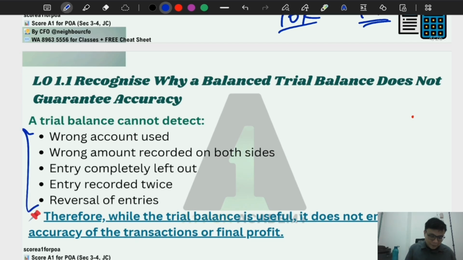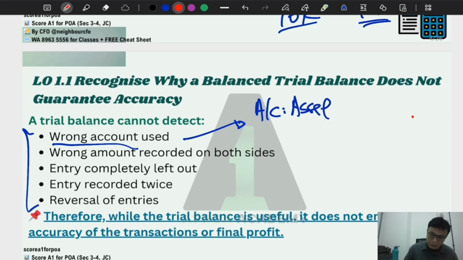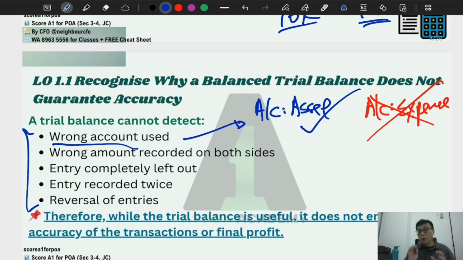Case number 1, wrong account being used. You are supposed to use an asset account, but ended up using an expenses account. So this is wrong, this is right. With the wrong account being used, you'll still be able to balance, but fundamentally, as a whole, your accounts will not be right.